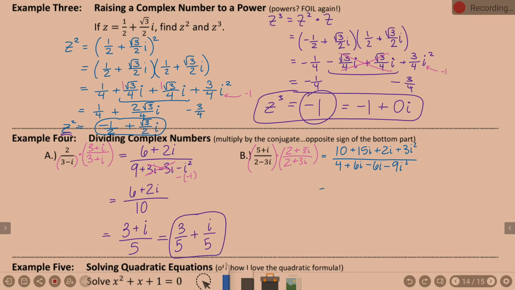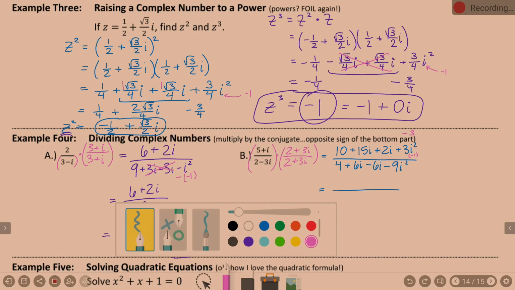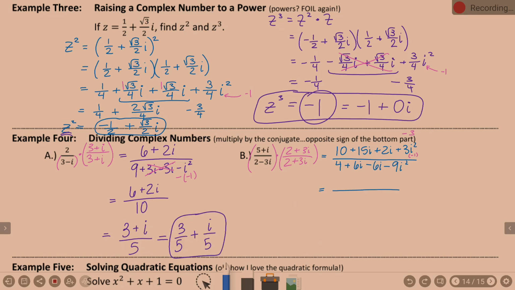Okay, what do we see happening here in the numerator? Combine the i's and then change i squared to -1. Okay. So 3i squared, since i squared is -1, is really just going to become -3. So on top, when we clean that up, 10 minus 3, plus 15i plus 2i. So I'm seeing that as 7 plus 17i.